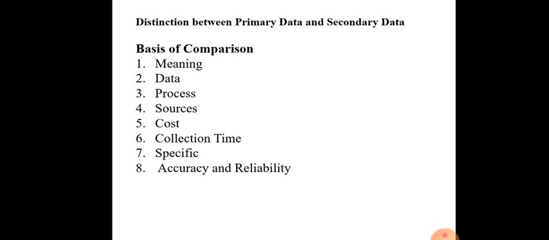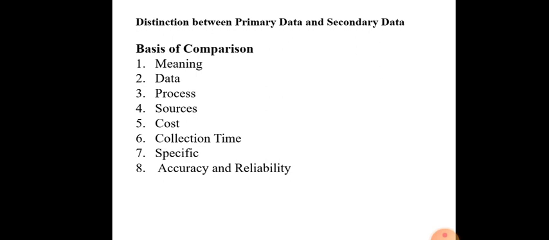Next, the time of collection. For the collection of primary data, too much time is required, but secondary data we can get in a short time. Next, the seventh point is specificity. Primary data is specific to the researcher's needs only, but secondary data may or may not be specific to the researcher's needs.